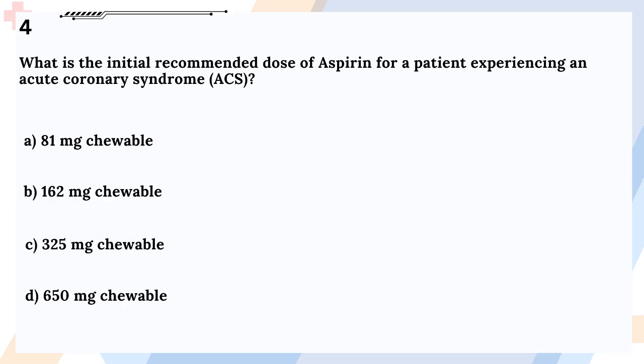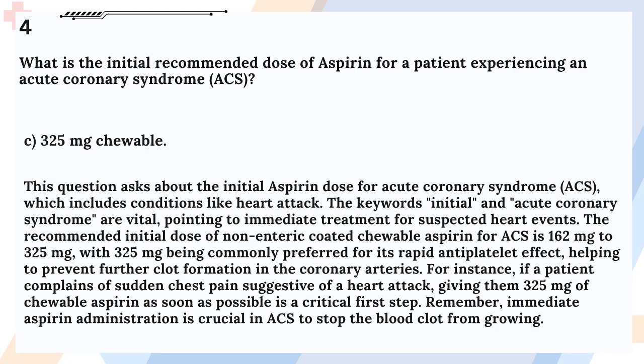Question 4. What is the initial recommended dose of aspirin for a patient experiencing an acute coronary syndrome, ACS? A. 81 mg chewable. B. 162 mg chewable. C. 325 mg chewable. D. 650 mg chewable. Answer: C. 325 mg chewable.